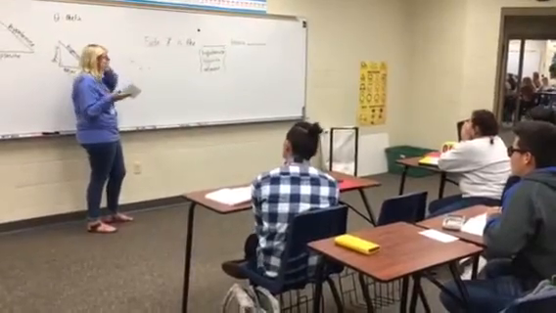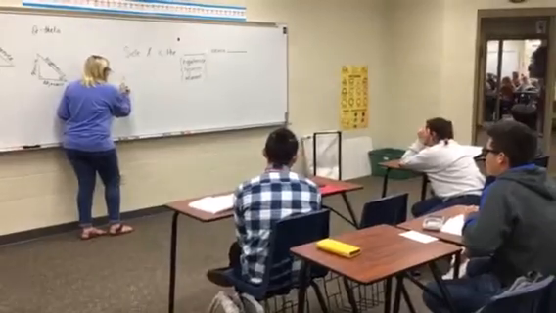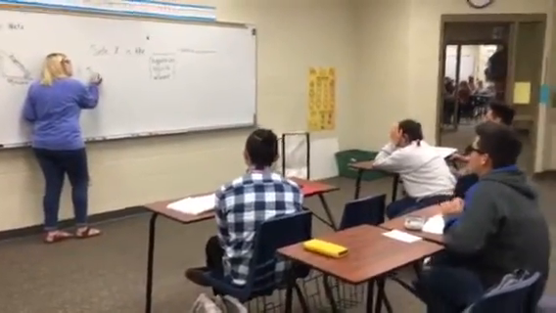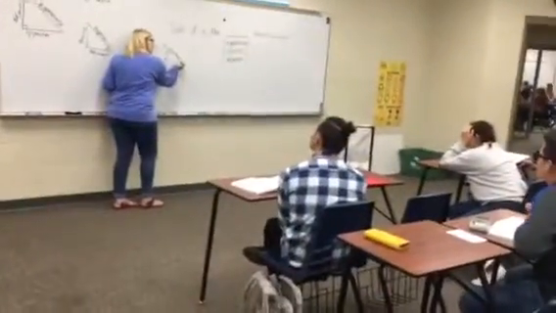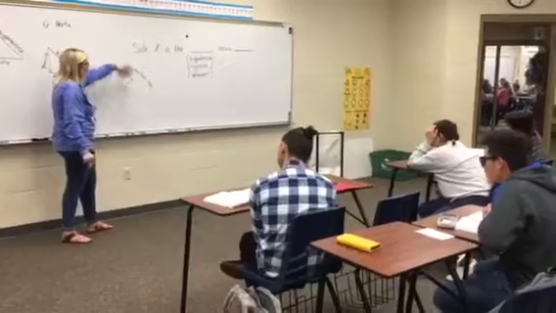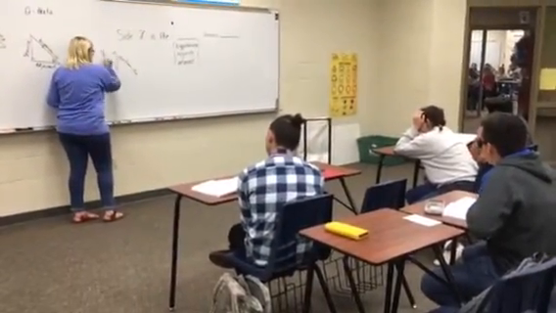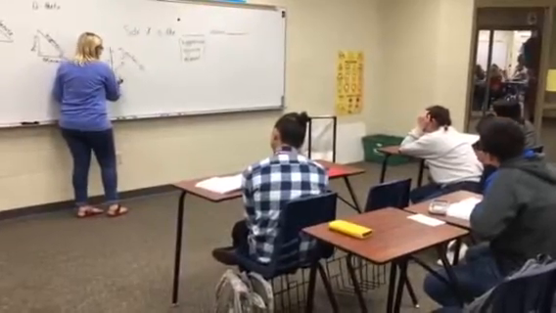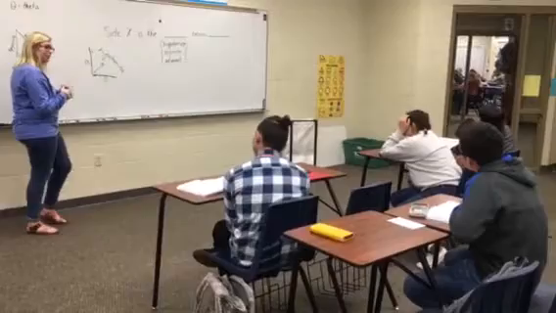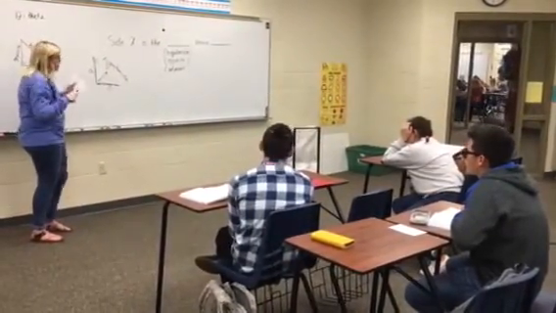Okay. Good, good. So the side that is across from the right angle will always be the hypotenuse. And then adjacent means next to, so this side would be adjacent, and this side would be opposite. Okay? Good, good. I feel good about you guys doing that.